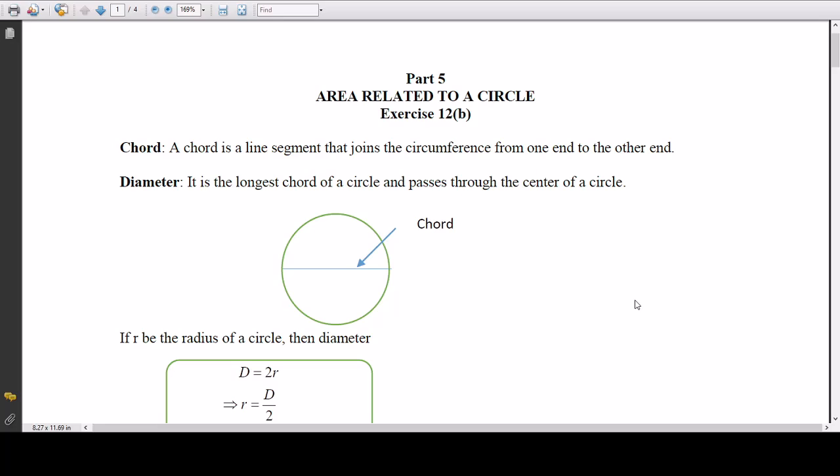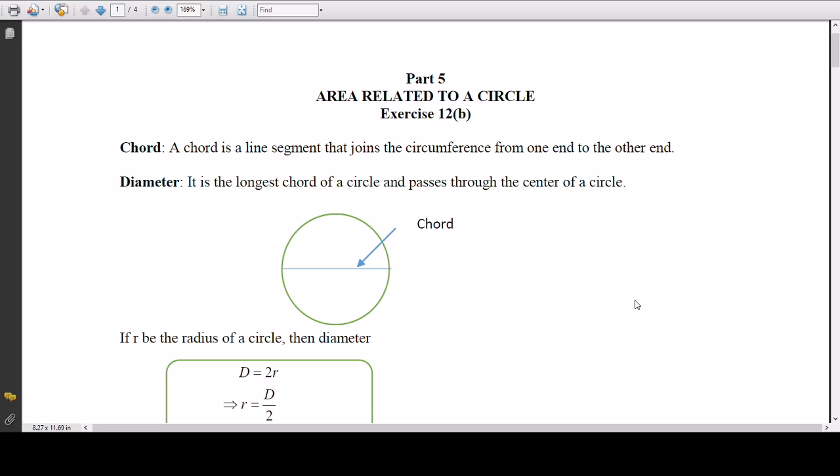Now, out of so many chords that you can draw on a circle, the longest of all of these chords will be called the diameter, and this diameter passes through the center of a circle. The diameter is the longest chord of a circle which passes through the center.